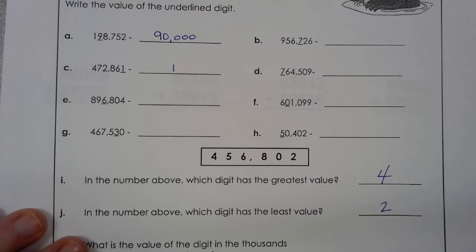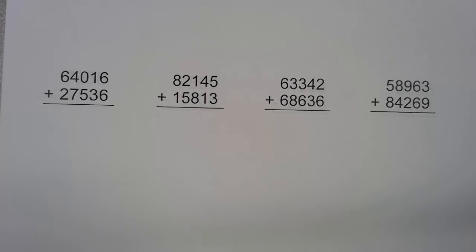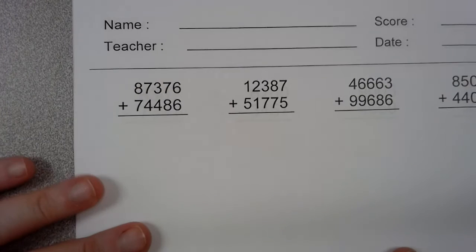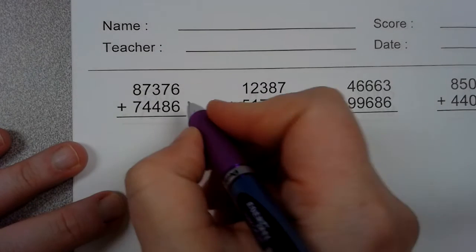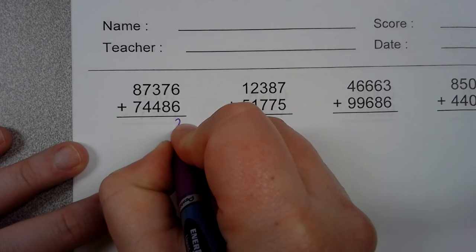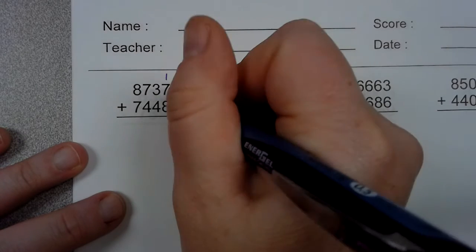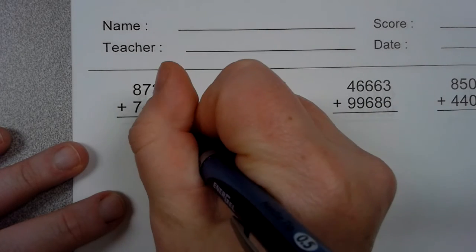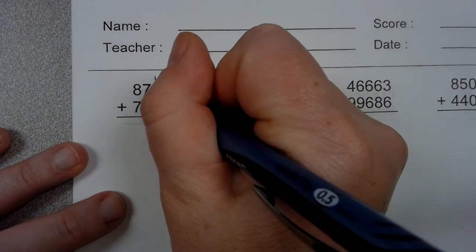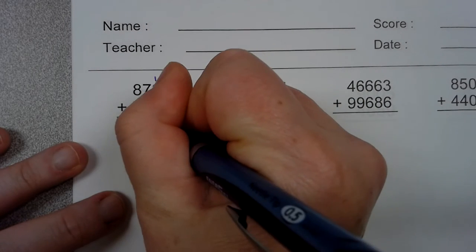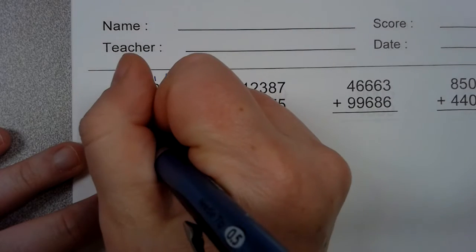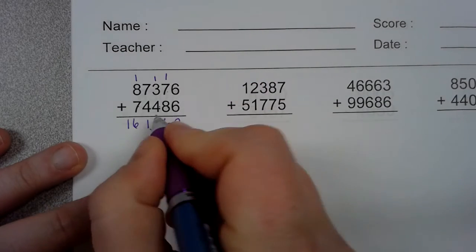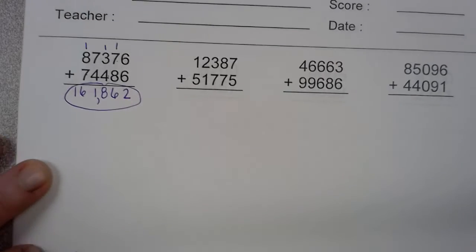Okay. And then adding and subtracting. I should not have to remind you how to add and subtract. But I'll look. So when we add, remember, keep everything lined up nice and neat. 6 plus 6 is 12. Put the 2, kick up the 1. 7 plus 8 is 15, plus 1 is 16. 3 plus 4 is 7, plus 1 is 8. 7 plus 4 is 11. 8 plus 7 is 15, plus 1 is 16. Just like that, okay?